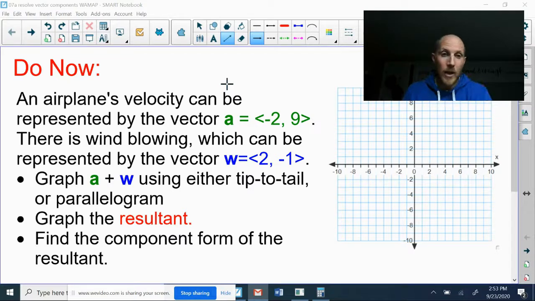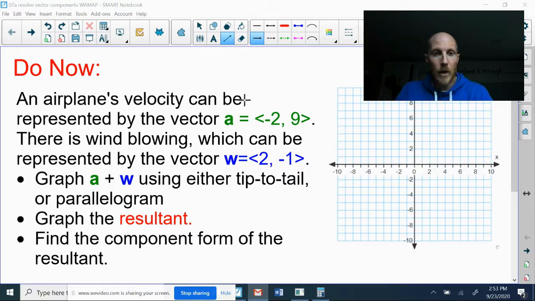So an airplane's velocity can be represented by the vector a for airplane, <-2, 9>. There's wind blowing. Wind can be represented by the vector w, <2, -1>. Our job is to graph a plus w using either tip to tail or parallelogram methods. I'm going to use tip to tail. You can do whatever you want. Graph the resultant next, and finally find the component form of the resultant.